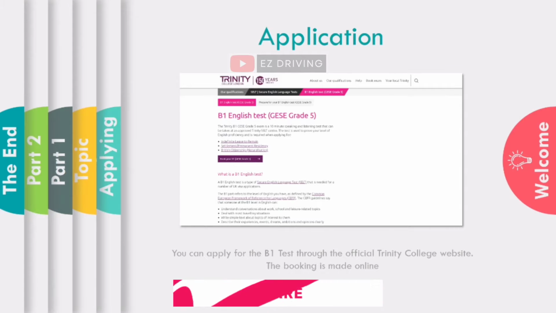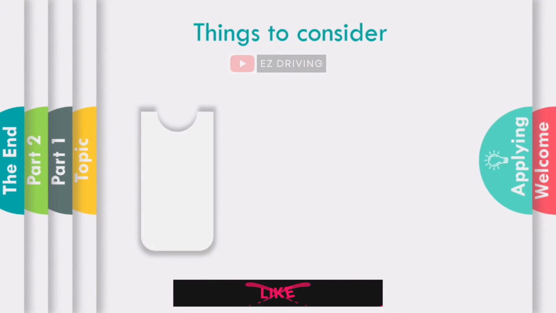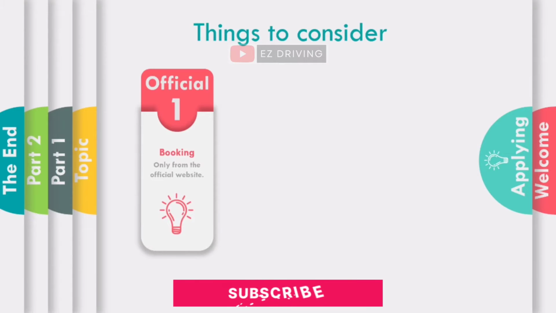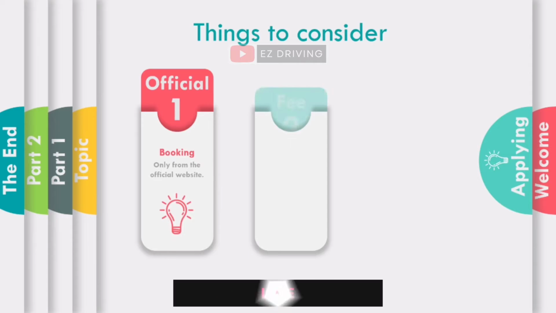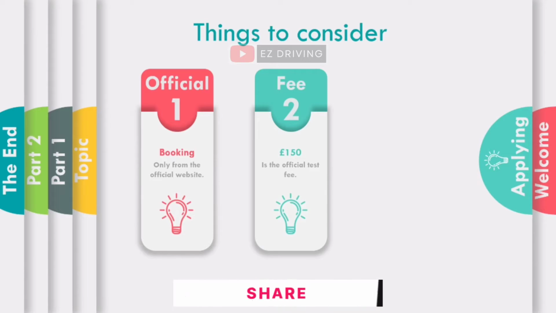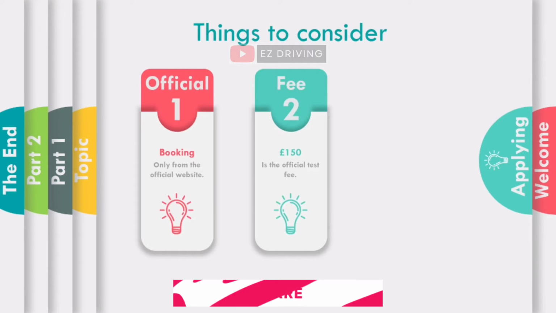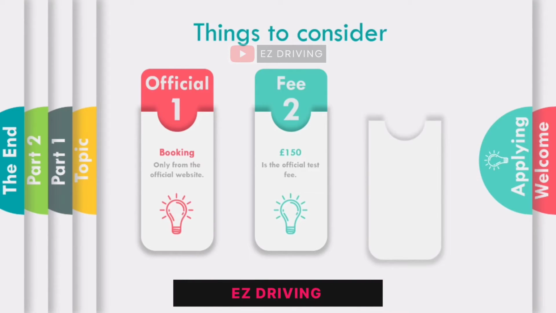Now during the application process, there are things to consider. Number 1, make sure that you book your test only from the official Trinity College website. Secondly, just keep in mind that £150 is the official test fee. If someone asks you to pay more than that, you don't have to pay that. The official fee is £150, so just pay the £150 through the official website.